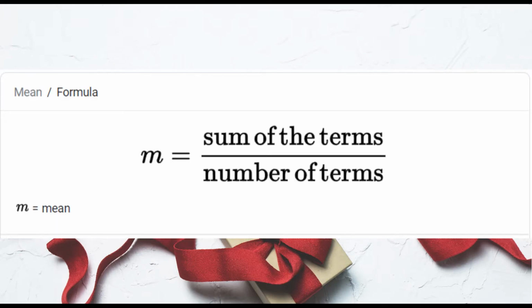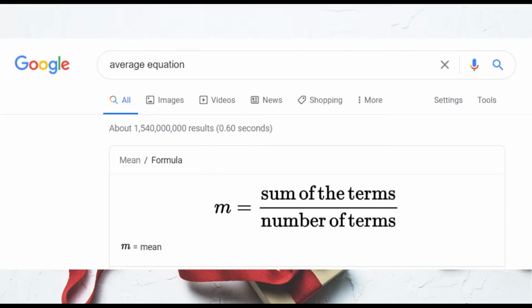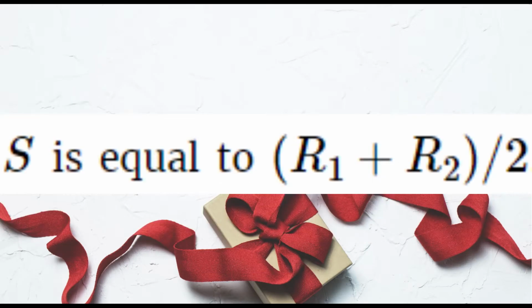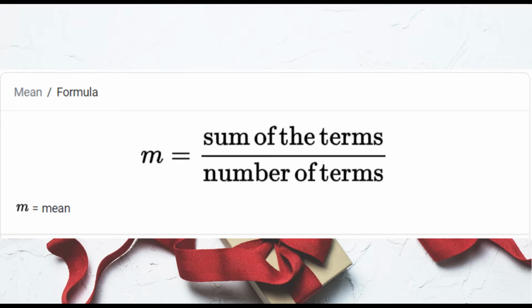Let's do what Mirko apparently couldn't. Let's find R2. Remember this? This is the average formula. Thank you, Google. So this basically explains the formula that they gave us. The sum of 2 numbers divided by the number of numbers equals its average.